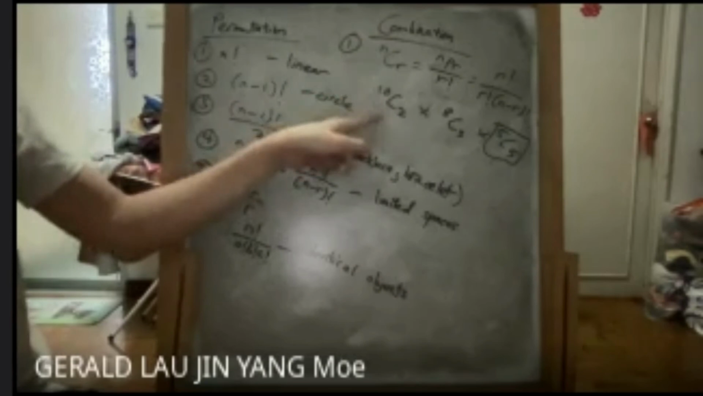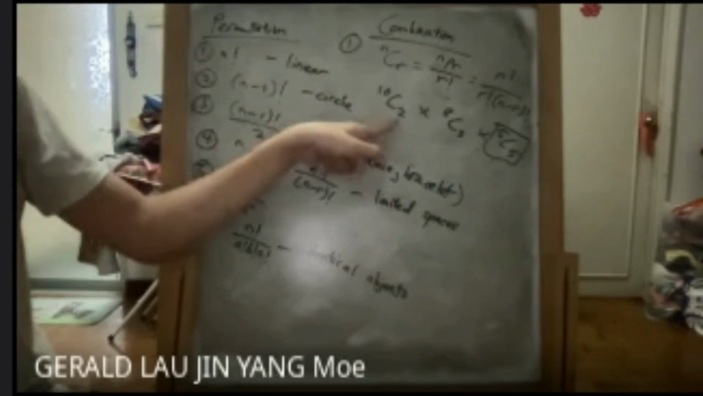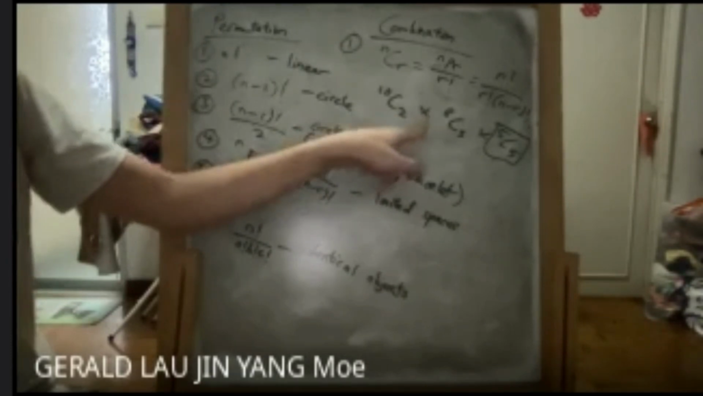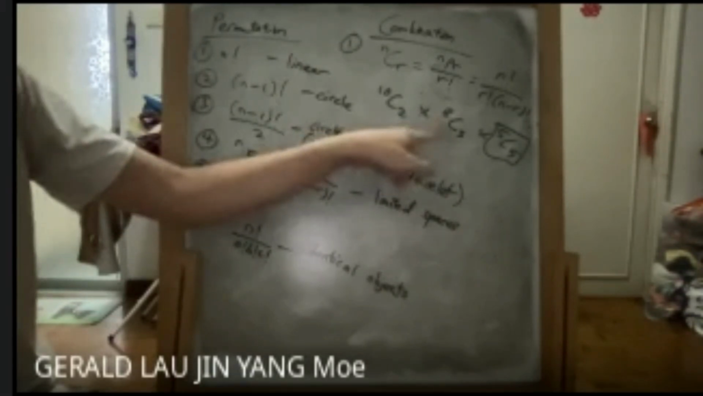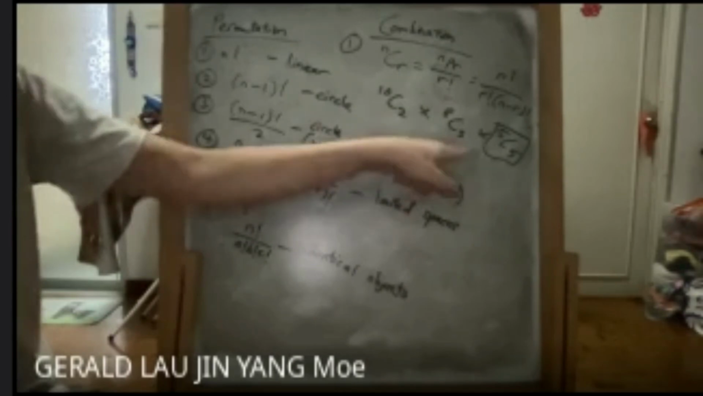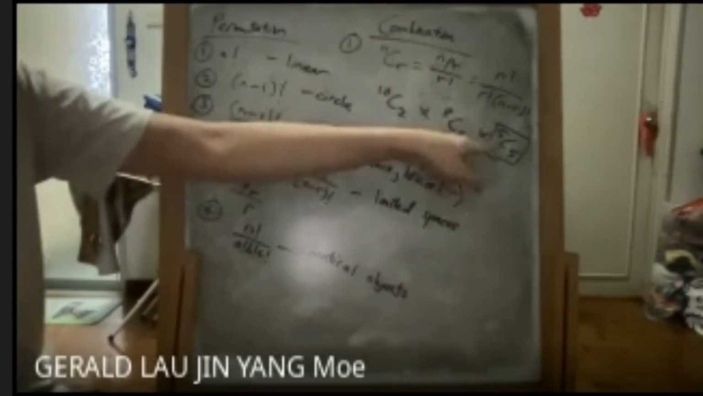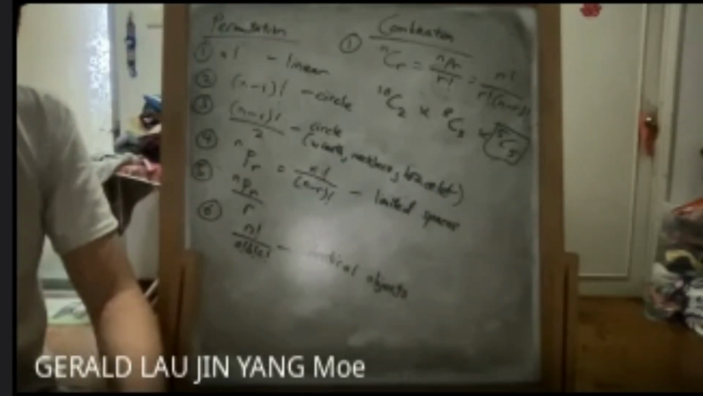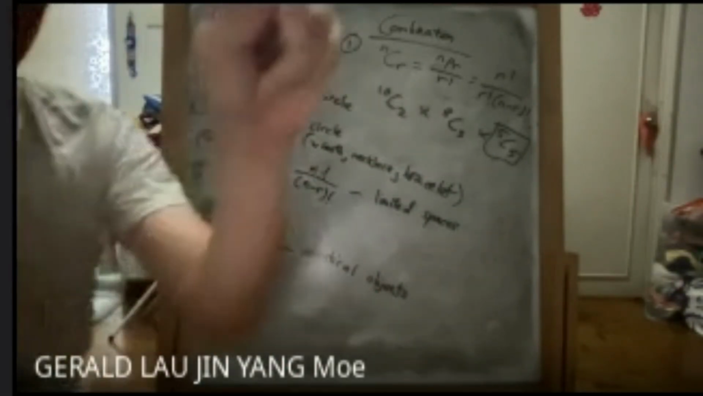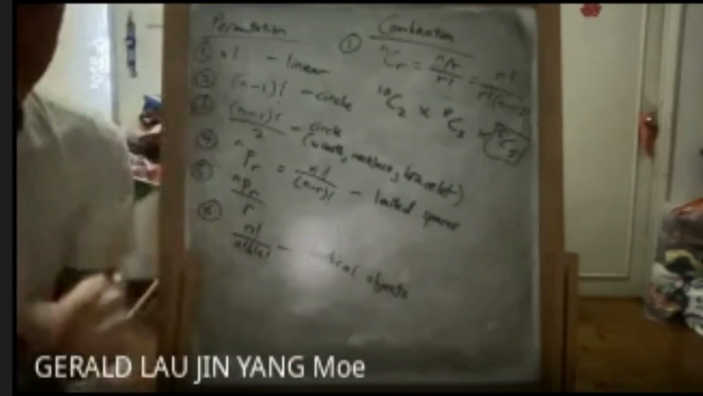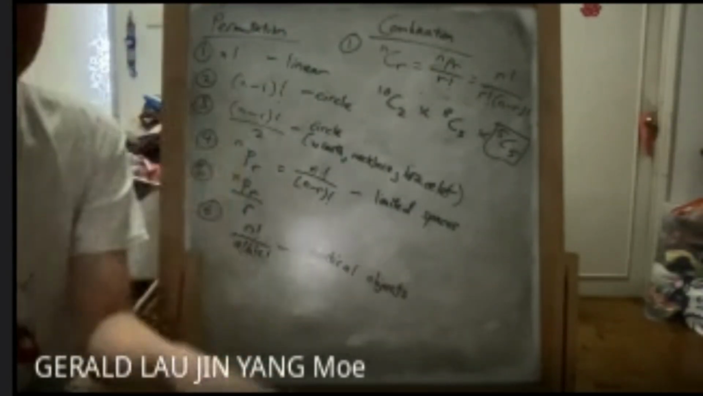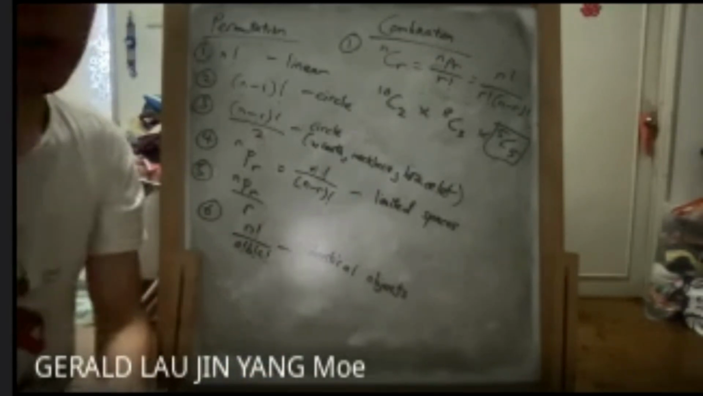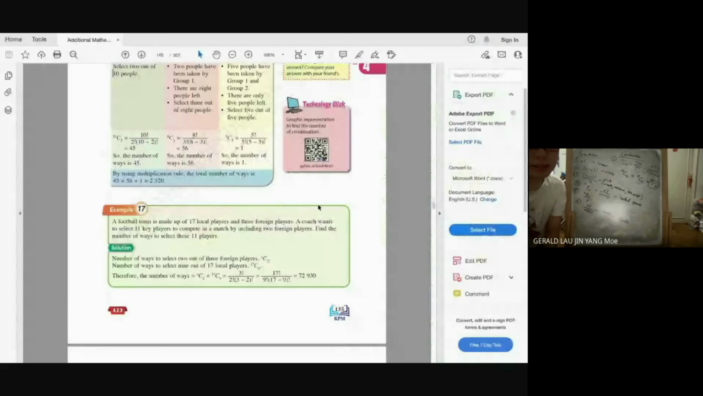So 10C2: out of 10 pupils, you only have 2 limited spaces for group 1, times your second group, which has 8 pupils left. Out of the 8, you choose 3 again, times your third group, 5 pupils, and you take out another 5. Can you understand? This question is easy because there's only one possibility. But in SPM, they will ask questions like the later examples, where there will be more than one possibility. Now we look at the next example.